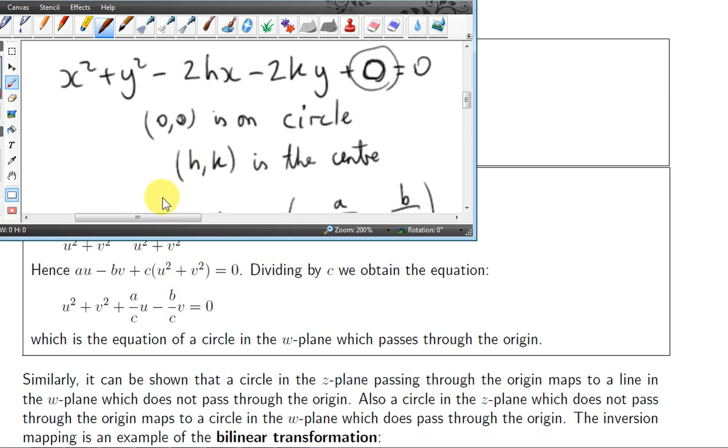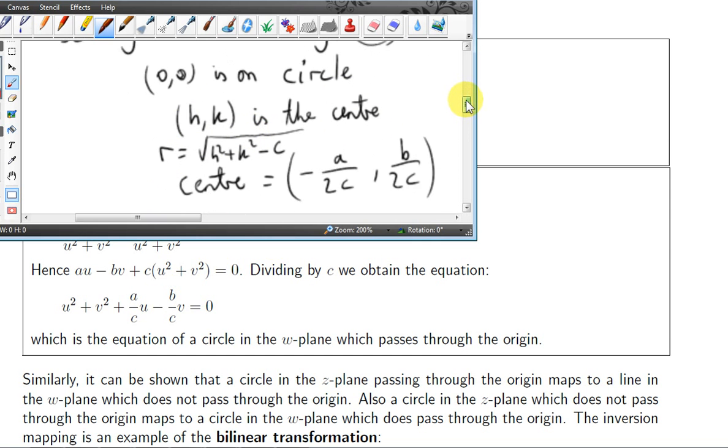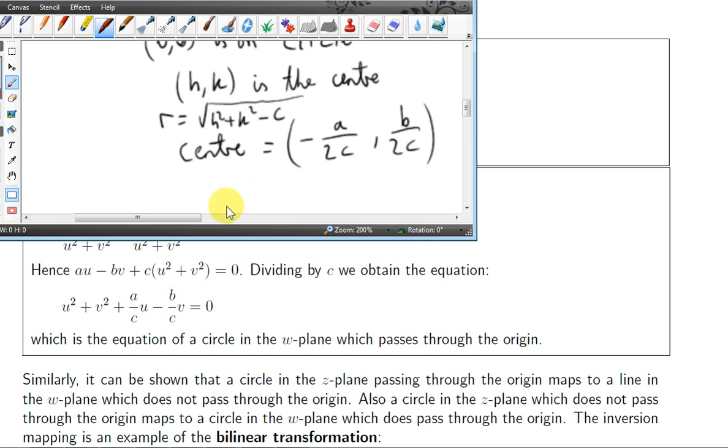We could go further and get the radius. The radius of a general circle is root h squared plus k squared minus c. So h, k is the centre. C then is this constant at the end. Well, c will be 0 in this case. So the radius in this case is just root h squared plus k squared. So we'd square this and sum them. So here it is. We get root a squared plus b squared over 4c squared.